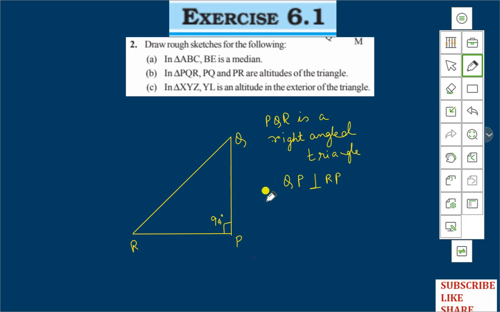Right? Therefore, you can say that PQ, this line, and PR are the altitudes of the triangle, altitudes of the triangle PQR.